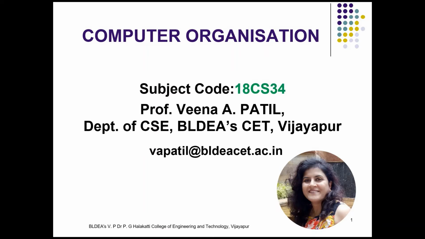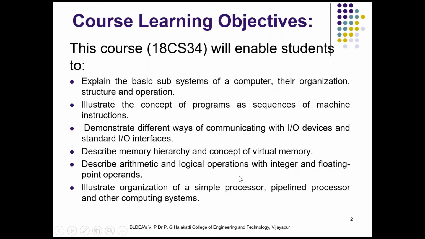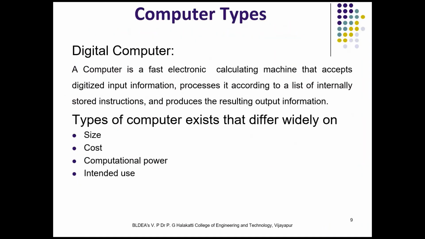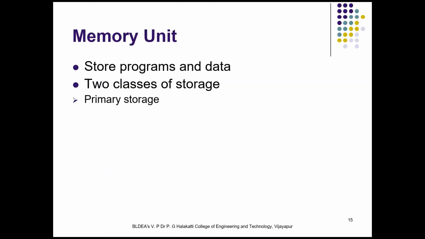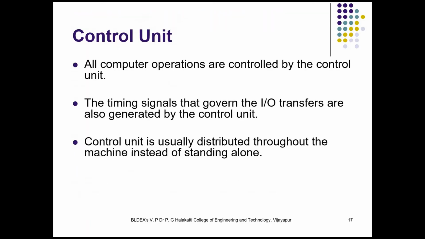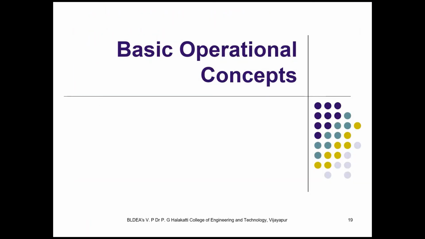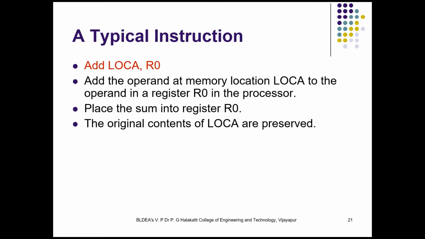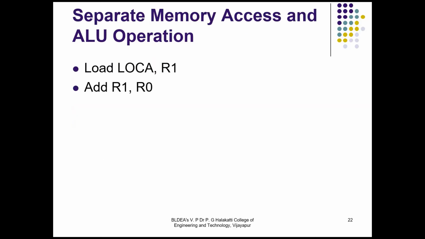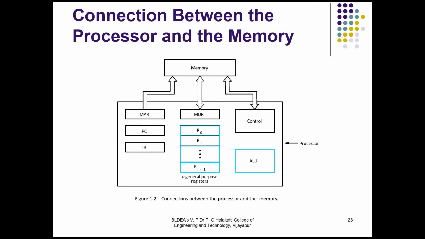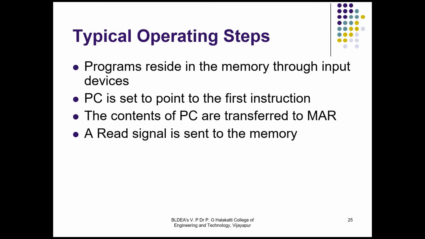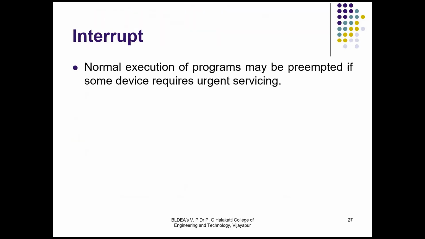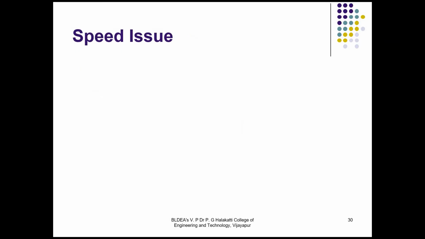Today we are going to learn about the performance of the computer. In the previous classes, we have already covered what the fundamental units of computers are, different types of computers, and the memory unit, ALU, and control unit. We also saw basic operational concepts, in which we saw how an instruction is executed in the memory. We learned about the connection between the processor and the memory, and about different types of bus structure and interrupts.